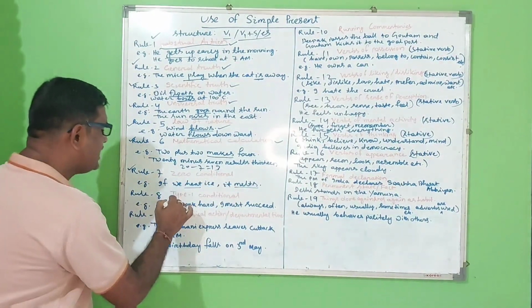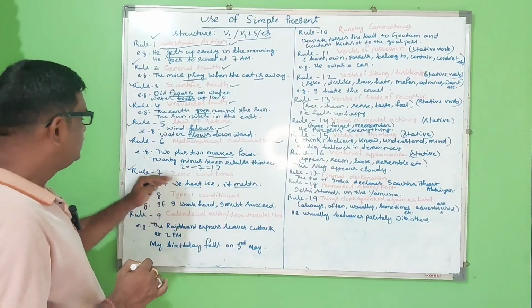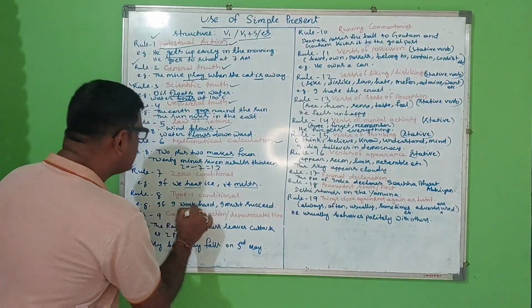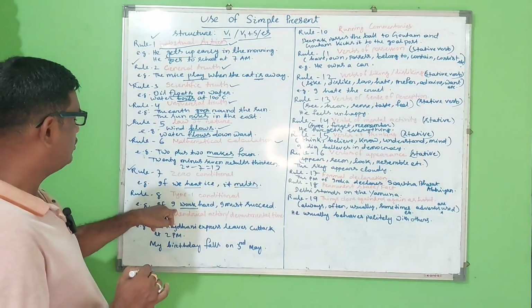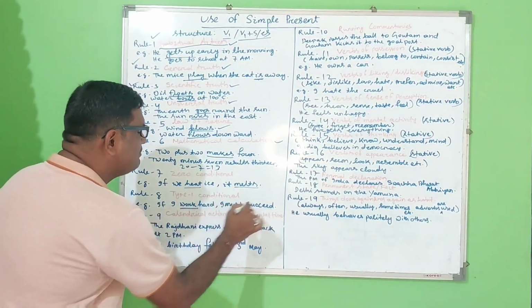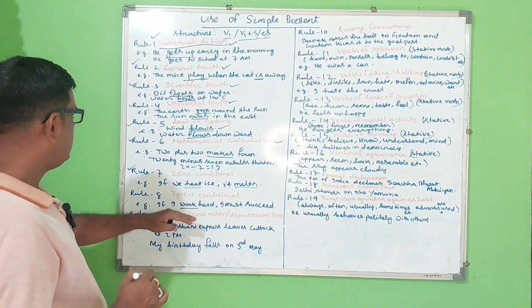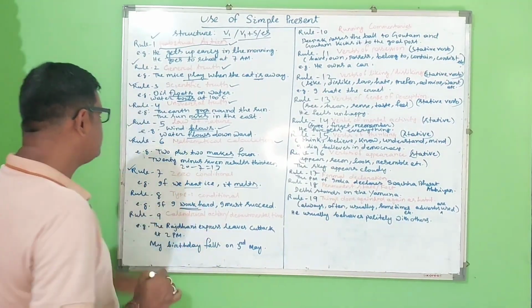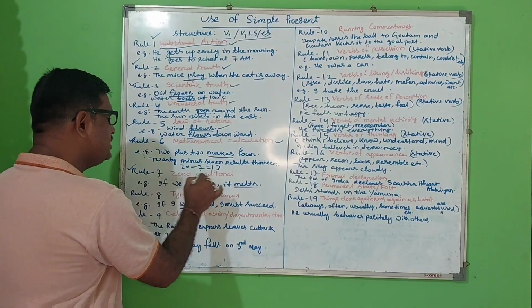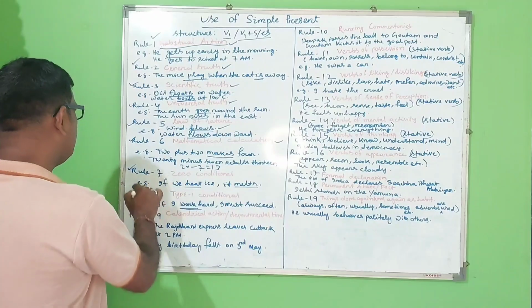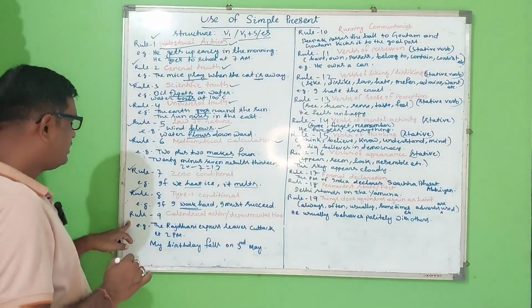In type 1 conditional also, the if clause takes simple present tense. You see, if I work hard, here simple present is used. Subject plus verb 1. Clear? If I work hard, I must succeed. So in type 1 conditional, the if clause takes simple present tense. But in zero conditional, both the clauses take simple present tense. Then rule number 9.